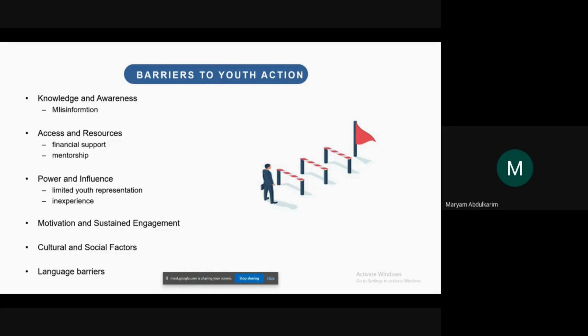For motivation and sustained engagement, well, as youth, we have competing priorities and distractions. I want to believe we're all students here. And I think this is something that we can easily relate to, being able to balance your academic workload, social life, and any kind of advocacy efforts. It can be really, really challenging. And we can easily get discouraged by slow progress. So this is something that is a real problem.